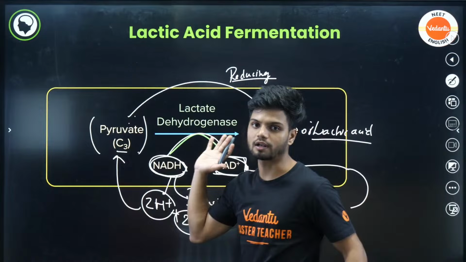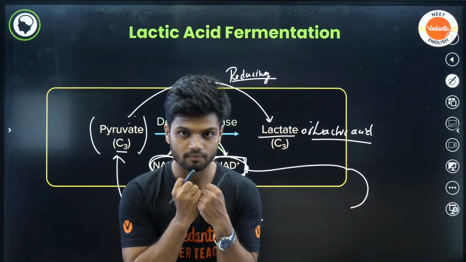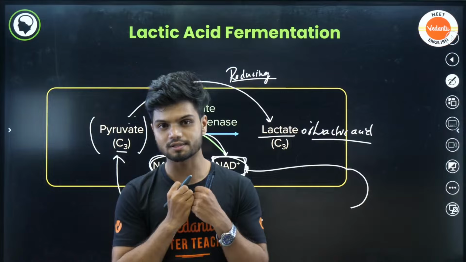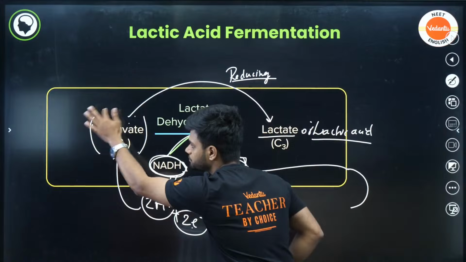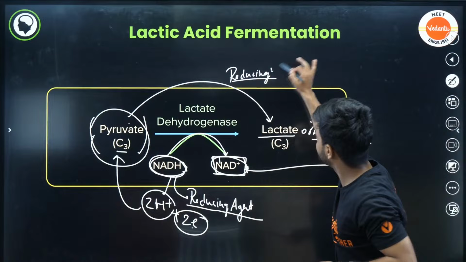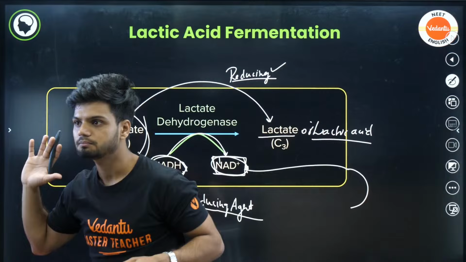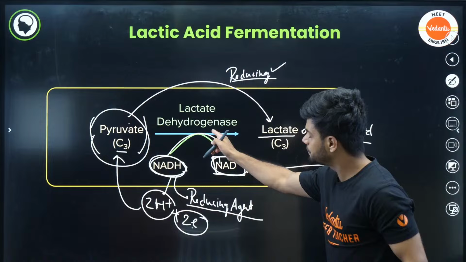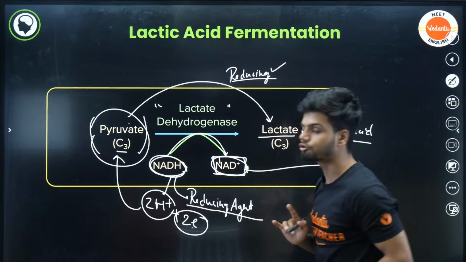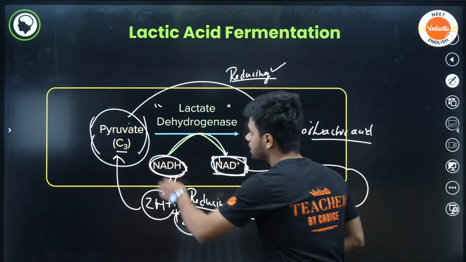The pyruvate gets reduced to lactate or lactic acid. What is reduction? I told you, reduction is nothing but gaining electrons or protons. So this NADH is getting oxidized, releasing your H+ and electrons. These electrons are taken up by your pyruvate, and the pyruvate gets reduced to your lactate. The enzyme involved, everyone listen very carefully, this is a NEET PYQ. The enzyme involved here is nothing but your lactate dehydrogenase.